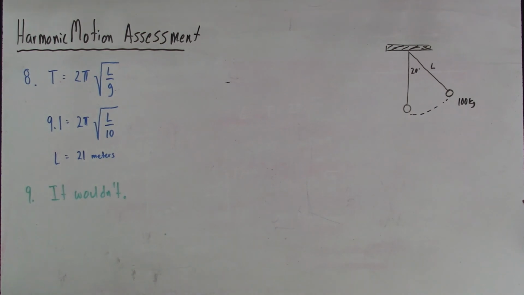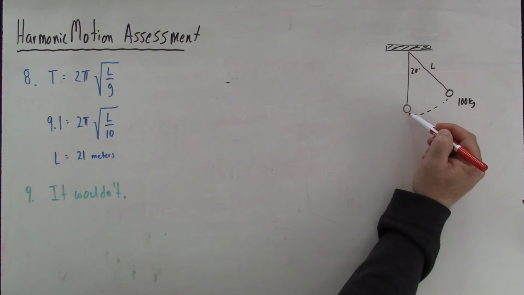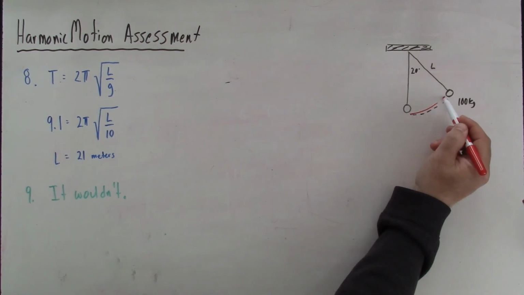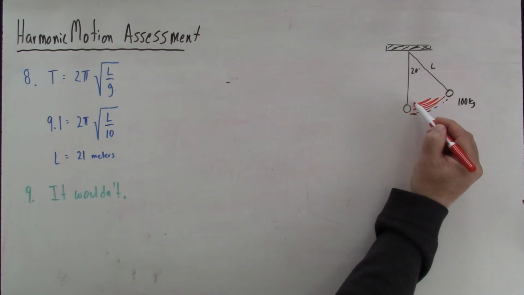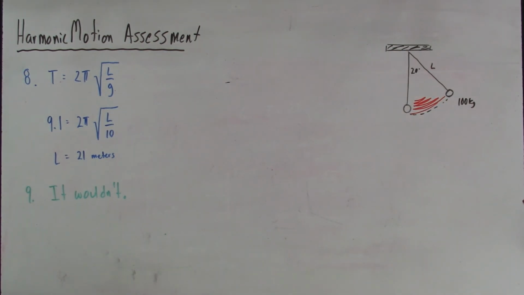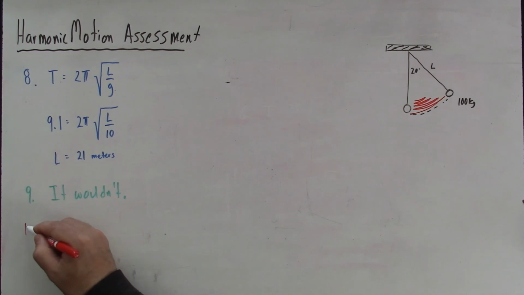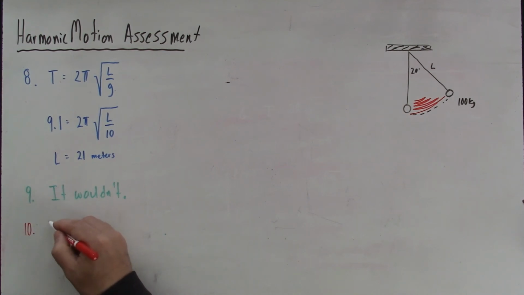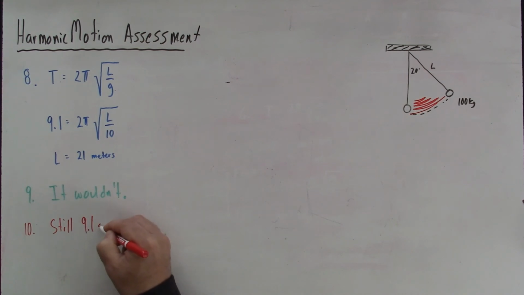Ten says, as the pendulum swings, the angle decreases. And we know that, like, here it swings really big to start, and then a little bit less, and a little bit less, and a little bit less. So as the angle decreases, how does the time change? And the answer is, still 9.1 seconds.